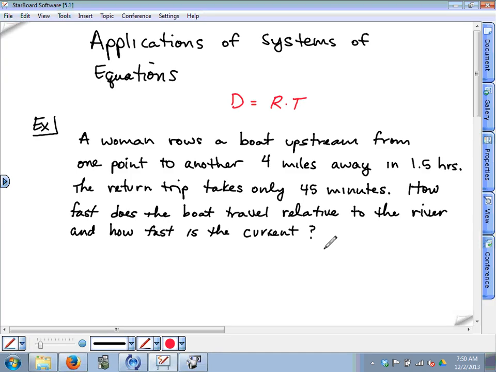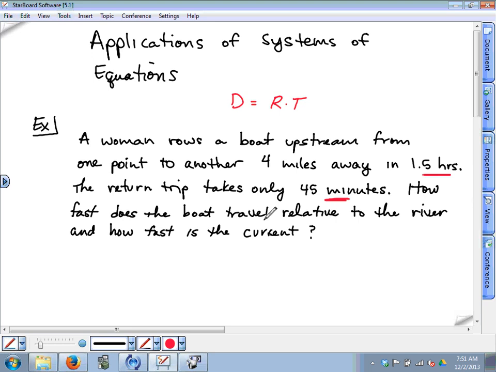Okay, but there is a slight problem. Well, that's one problem here we're going to have to deal with. This is a time in hours, that's a time in minutes, so that's not going to work. We have to have the same unit of measure. But the other problem, you guys, is this idea right here.